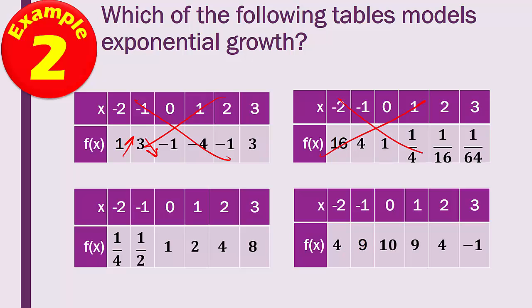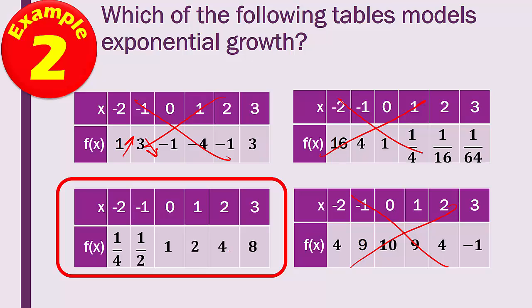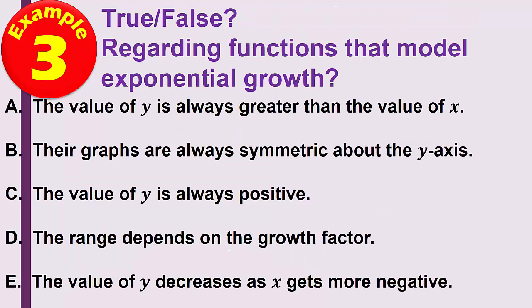Okay, over here, we're going up, and we're going down. So it's not exponential growth because exponential growth only increases. And here, 1/4, 1/2. Okay, so far so good. 1, 2, 4, 8. So if you notice, now we're multiplying by 2. That's what we're doing. We're multiplying by 2. So this is, in fact, our table that models exponential growth.